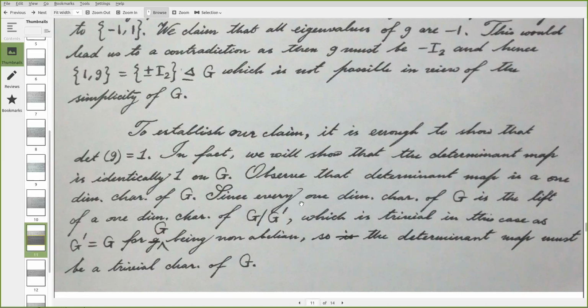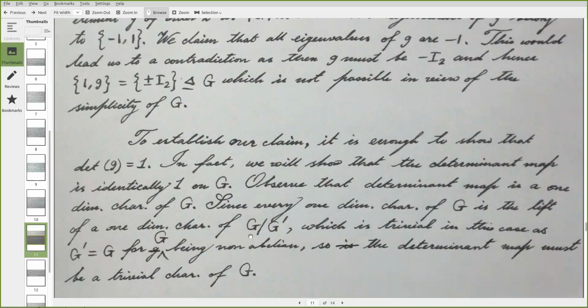Okay, I'm just using that. Now we have to see what this is. Since G is simple and non-abelian, the commutator subgroup, being a normal subgroup of G, cannot be just trivial, so it has to be the whole of G. Therefore G modulo G prime is the trivial group, so it can admit only the trivial character. And so any lift of the trivial character has to be a trivial character. That shows that the determinant map is trivial, that is, identically 1 on G.